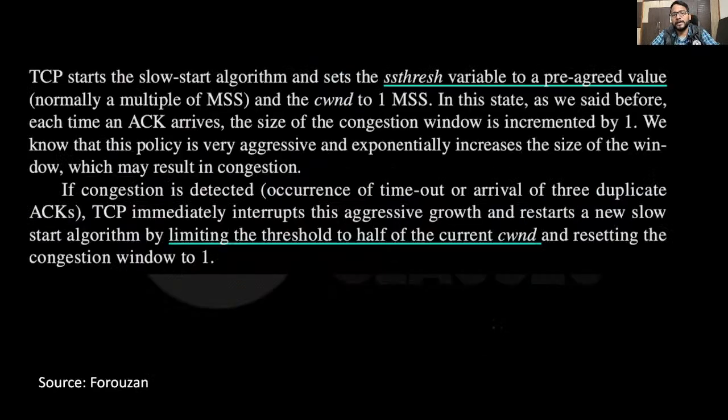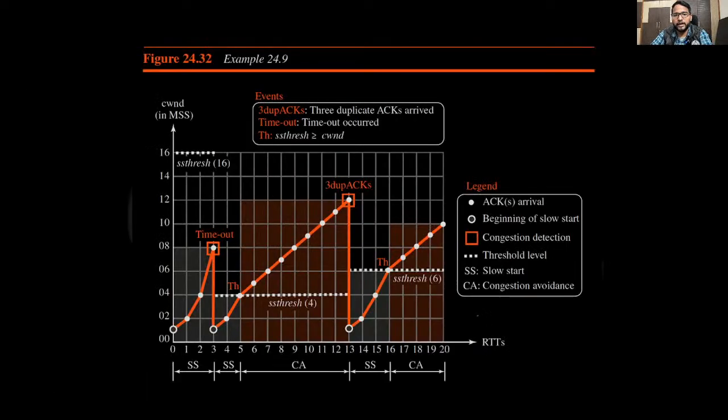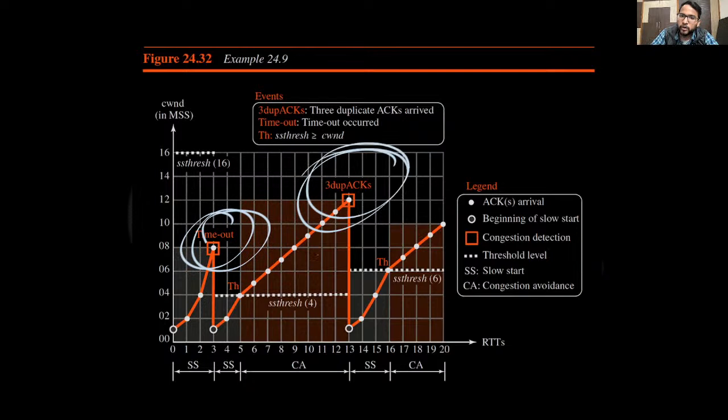Right? See, this diagram is telling you the same thing. So here I have the diagram, which is telling you the same thing. Whenever you have congestion, because of the timeout or because of the 3 duplicate ACKs, you immediately drop down to 1 and you start your slow start, right? You immediately drop down to 1.